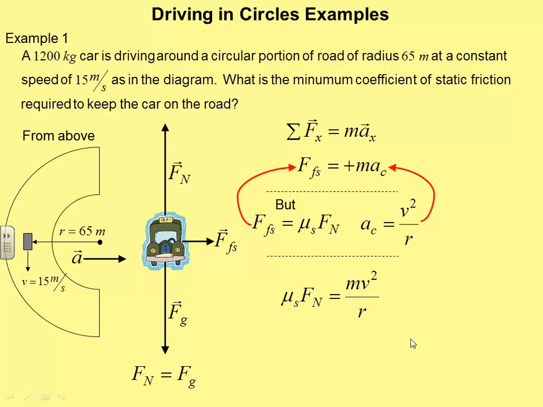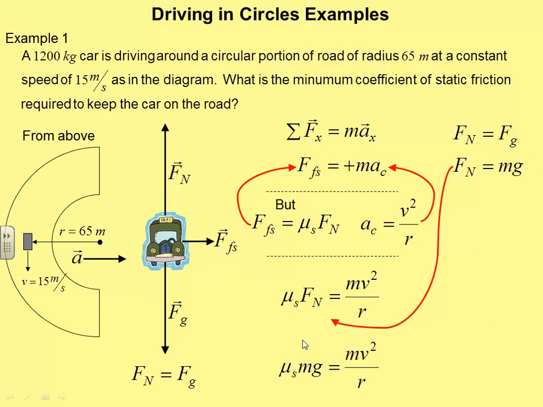Now, we know everything in here except the normal force, but remember, because it's not accelerating up and down, the normal force equals the force of gravity, and the force of gravity is, of course, mass times gravitational field strength. Plug that into our equation, and we get the coefficient of static friction times the mass times the gravitational field strength equals the mass times the speed squared over the radius. And notice, the masses cancel.